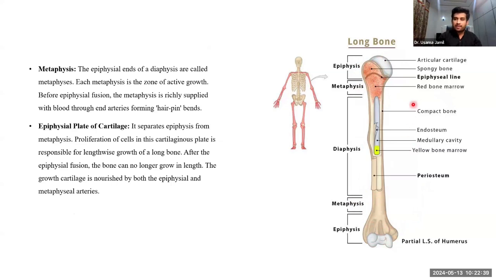So what happens exactly is this: the metaphysis part of the bone of a young child has cartilage. As they grow, the cartilage extends, sorry, let me show you how. For example, this part of the metaphysis has cartilage, which is sort of soft bone, and all this part of the bone is hard. So, as the child grows, this part grows and adds to the bone. And the same is the case here as well.